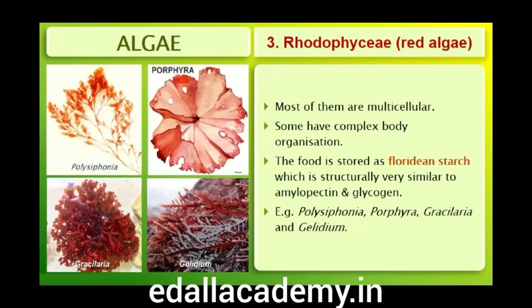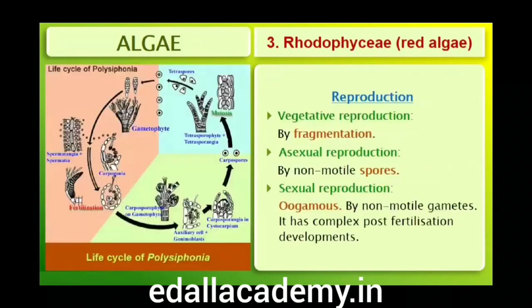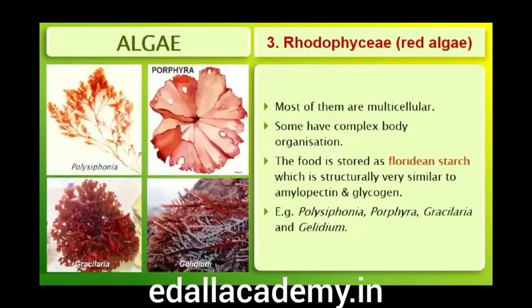Some of them have complex body organization. The food is stored as floridean starch, which is very similar to amylopectin and glycogen in structure. The red algae usually reproduce vegetatively by fragmentation. They reproduce asexually by non-motile spores and sexually by non-motile gametes. Sexual reproduction is oogamous and accompanied by complex post-fertilization developments. The common members are Polysiphonia, Porphyra, Gracilaria and Gelidium.